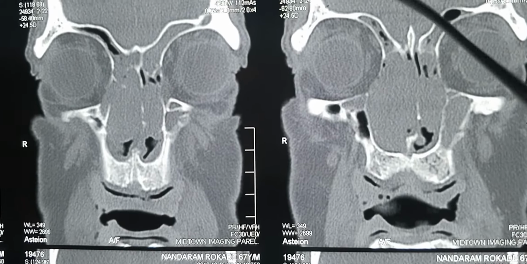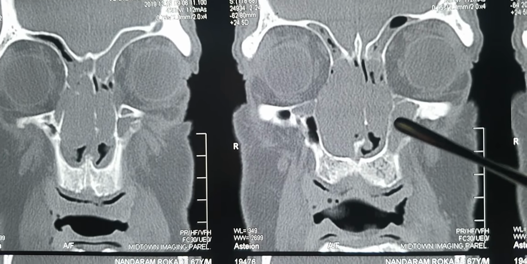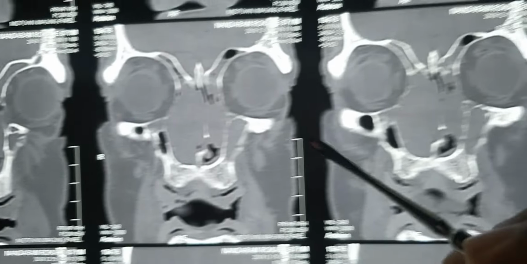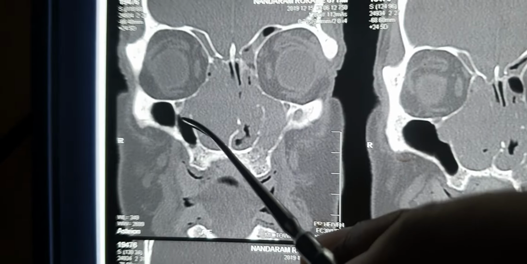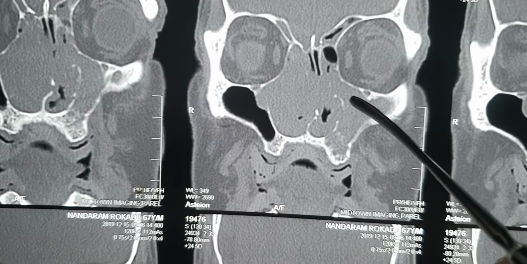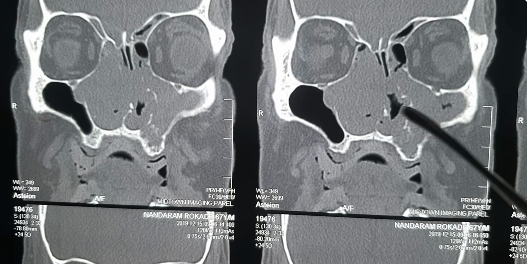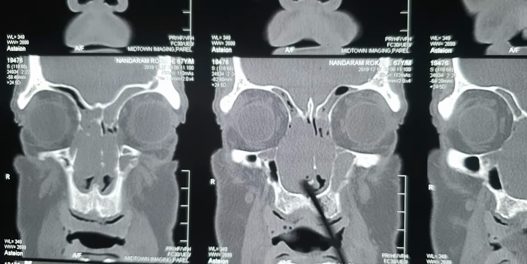Okay, and in this scan, this is the very beginning of the maxillary sinus. If you keep on going posteriorly, you can see the maxilla appearing. That's the maxilla. You can keep on going posteriorly. This is the maxillary sinus. This is the maxilla. So this was the very beginning of the maxillary sinus in this region.